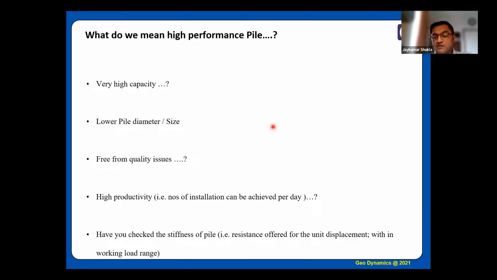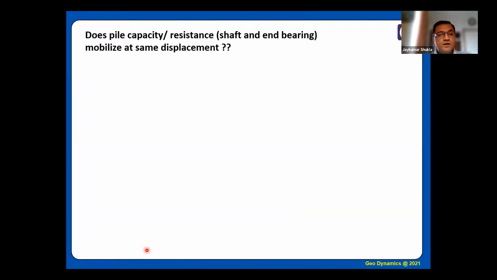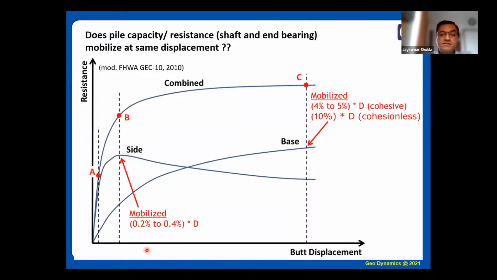All structural members, we know, need to be evaluated using stiffness. That means at a smaller displacement, what would be the resistance mobilized? Because we all know about the displacement limits. So stiffness for this particular discussion is the resistance offered per unit displacement within the working load range. So does the pile capacity, the shaft and end bearing resistance, mobilize at the same time?